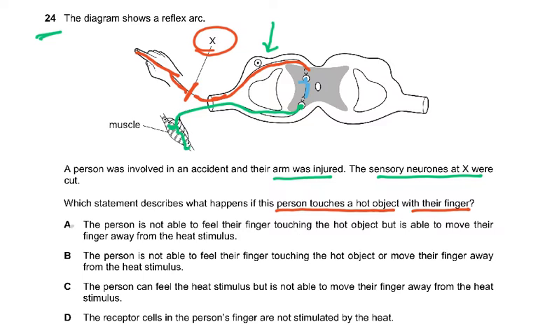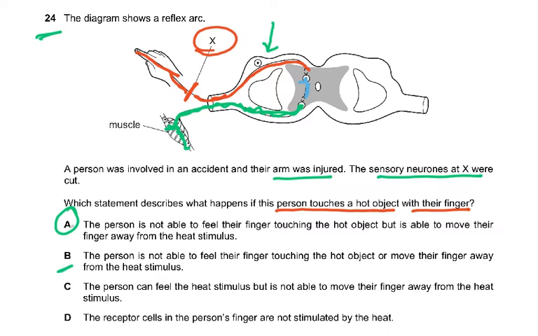The person is not able to feel their finger touching the hot object. Why? Because the sensory neuron is cut. How is it going to feel anything? The sensory neuron carries the impulse to the spinal cord, and that information is carried to the brain. So the person is not able to feel their finger touching the object, but is able to move their finger away, because the motor neuron is intact. So he can probably move his finger away because the motor neuron is intact. So that is why the answer is A.